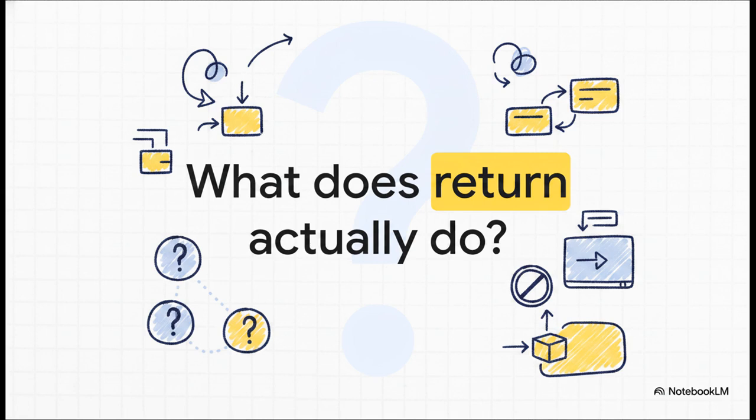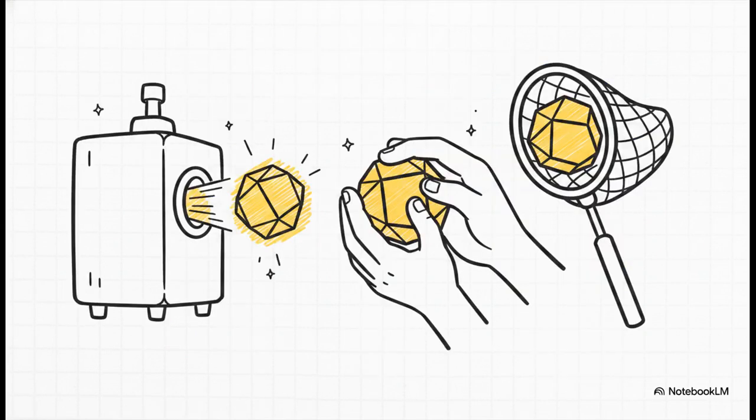Let's test this with a quick multiple choice question from the quiz. What does the return keyword actually do? Does it A, stop the program entirely, B, print the value to the screen, or C, send a value back? If you guessed C, you are spot on. It sends a value back from a function.